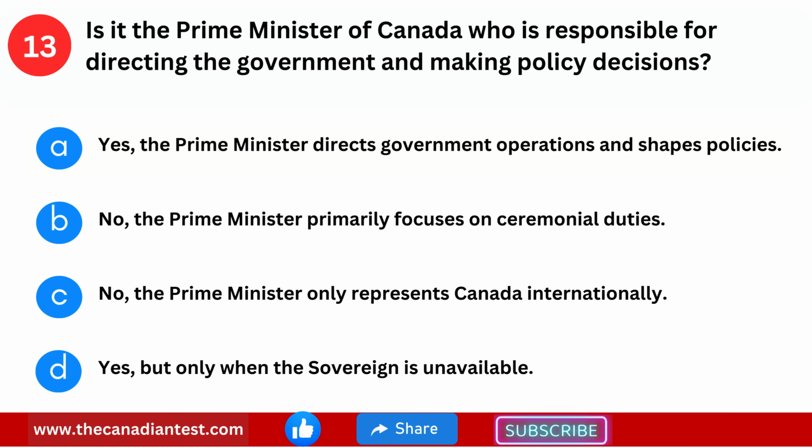Is it the Prime Minister of Canada who is responsible for directing the government and making policy decisions? Option A: yes, the Prime Minister directs government operations and shapes policies. Option B: no, the Prime Minister primarily focuses on ceremonial duties. Option C: no, the Prime Minister only represents Canada internationally. Option D: yes, but only when the sovereign is unavailable.